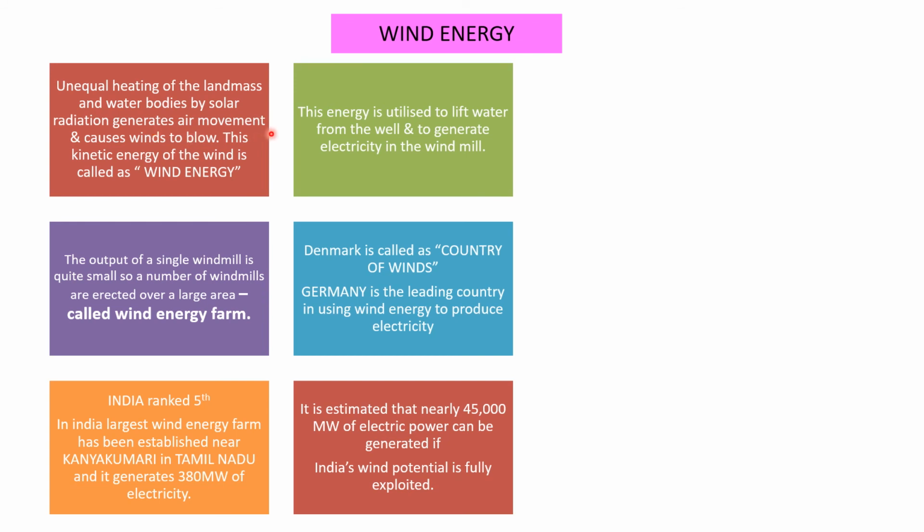So when air moves, the movement of air is wind. So unequal heating of the land masses by the solar radiation causes air movement, which causes wind to blow. If wind is moving, that means we can say what wind is: moving air. Wind is nothing but moving air.